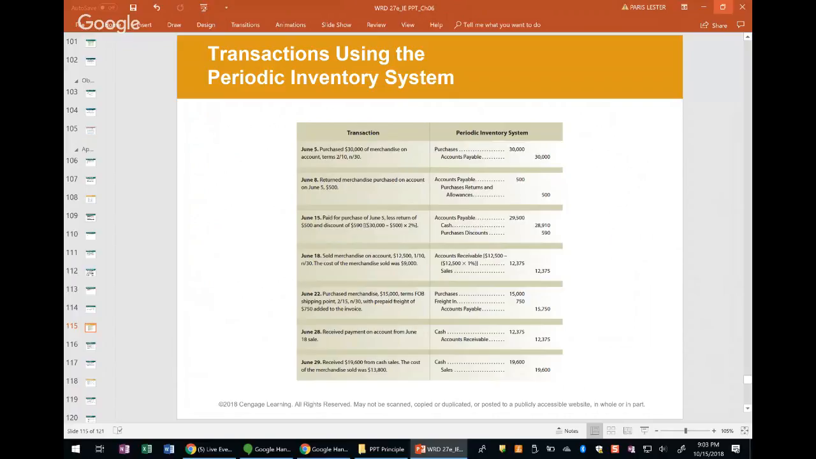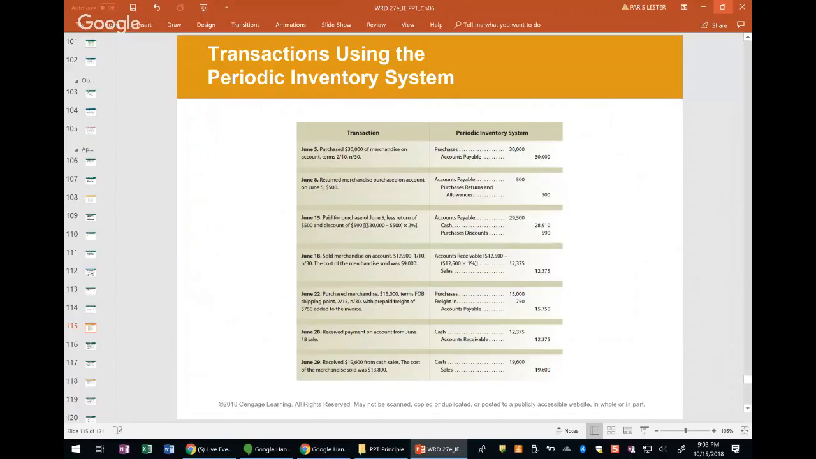All right. Now, how about this one? We're going to send back $500. We debit accounts payable and we credit purchase returns and allowances. Anybody take a guess? What would I credit there if it was perpetual? Right. Merchandise inventory.